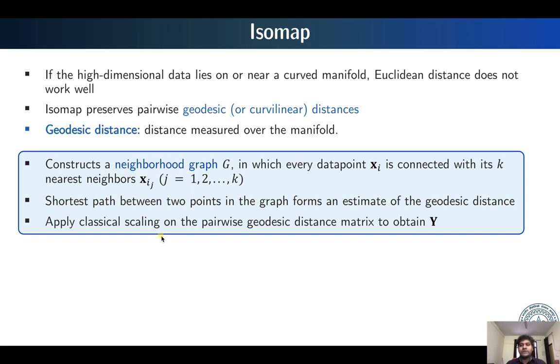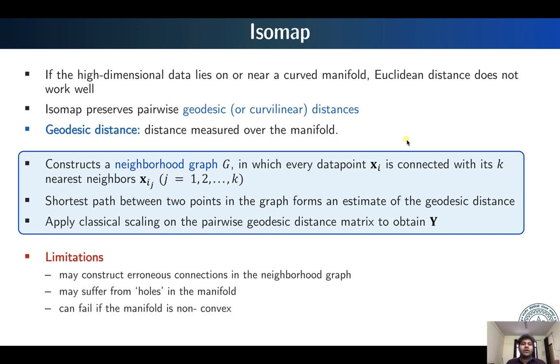After that, if we compute the pairwise geodesic distances for every pair of data points, then we obtain a pairwise geodesic distance matrix, and on that we can apply classical scaling to obtain the final lower dimensional representation. So this is how the Isomap technique tries to accommodate a curved, nonlinear manifold, by preserving these geodesic distances in the lower dimensional structure.